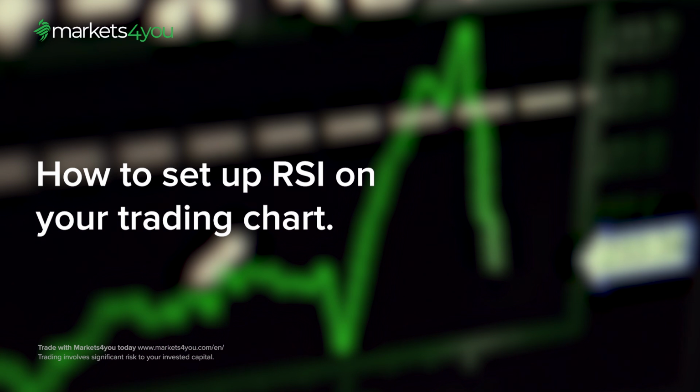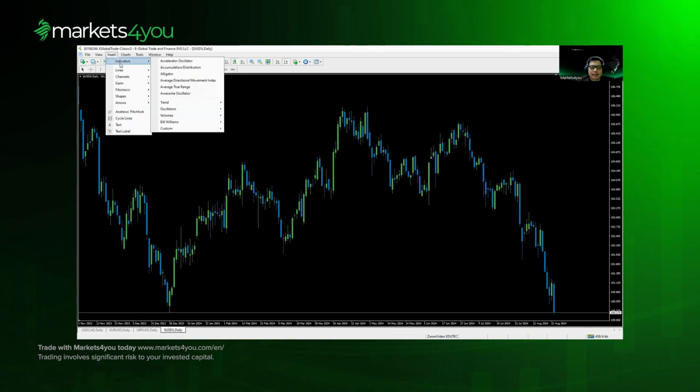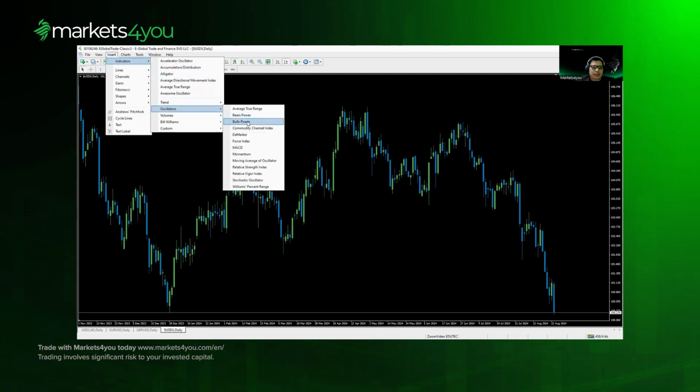First, let's set up the RSI on our chart. Whether you are using MetaTrader or any other platform, the steps are quite similar. To set up the RSI, open the trading platform. In this particular video, I'm using MetaTrader 4, or MT4. Go to your Insert menu, then Indicator, then Oscillator, and then you can use the Relative Strength Index.